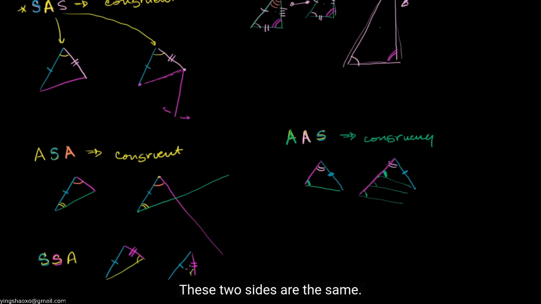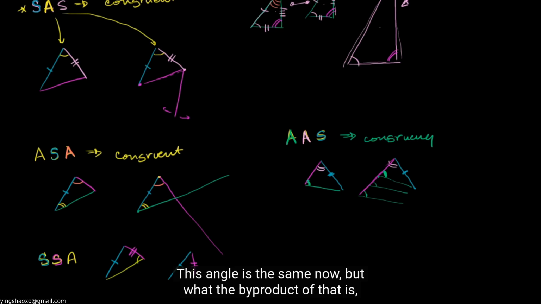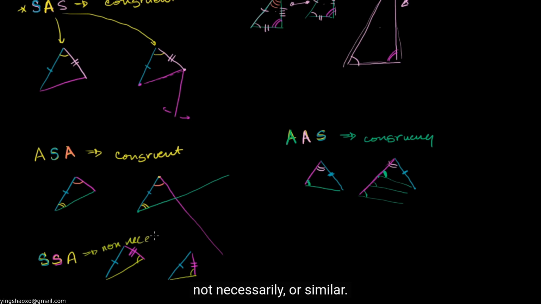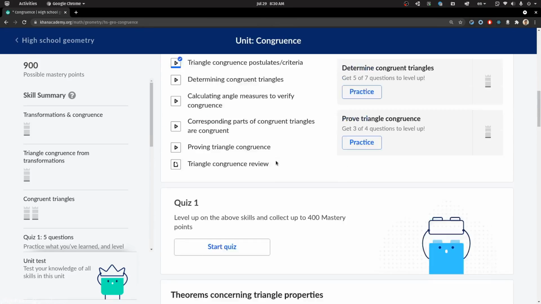These two sides are the same. This angle is the same now, but the byproduct of that is that this green side is going to be shorter on this triangle right over here. So you don't necessarily have congruent triangles with side-side-angle. So this is not necessarily congruent, or similar. It gives us neither congruency nor similarity.